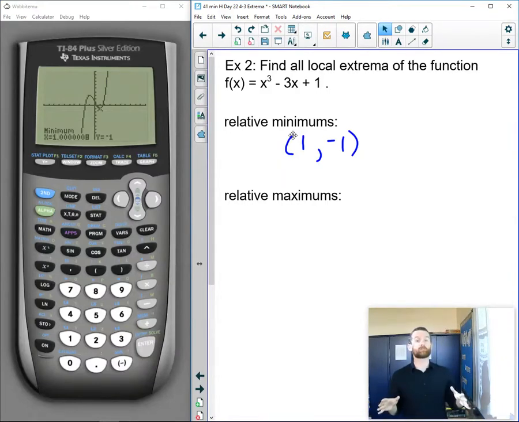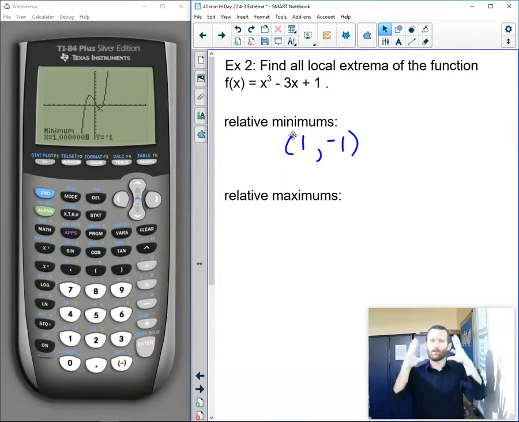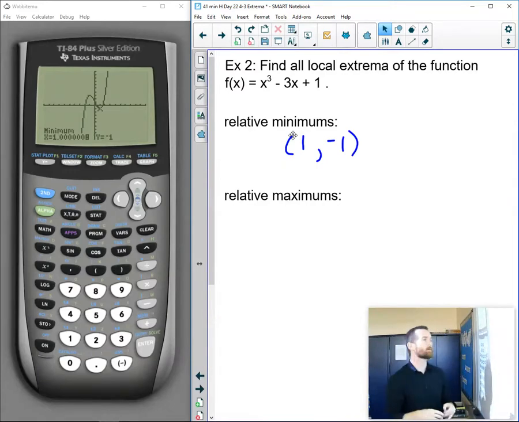Again, it's not an absolute minimum. It's only a relative minimum. If we look locally around that point, it's the minimum on the function, again, in that local section.